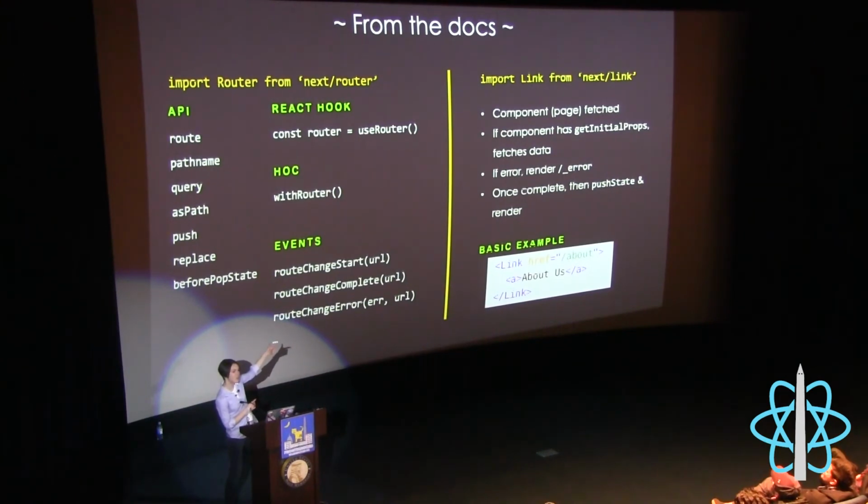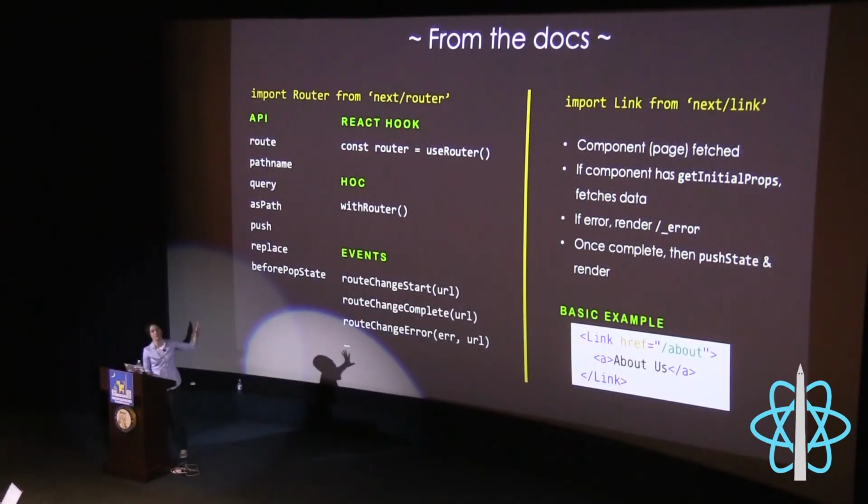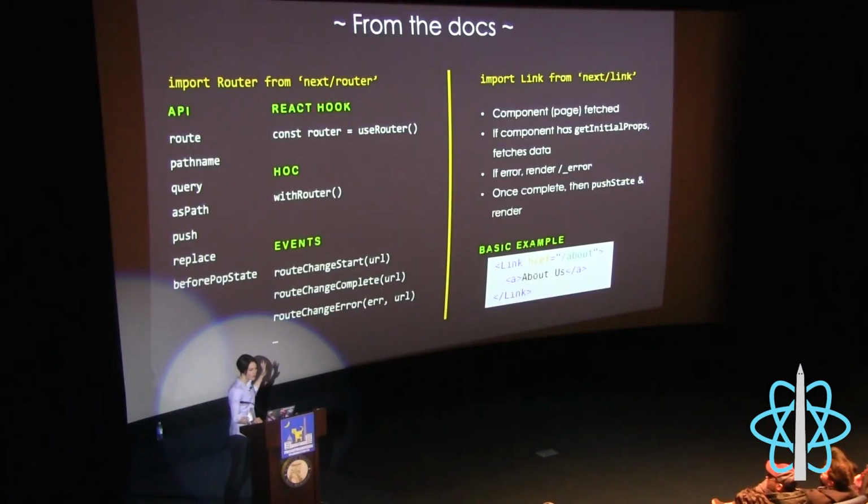For example, the error page is prepackaged. You don't have to think about it, although you can customize it if you like. The router component is great. The API is very simple and straightforward. You can access it through either a hook or a higher order component. And you can also use it to hook into events, which is super useful if you want to do nice little loading animations or page transitions or things like that. So you do need these two tools, but they're pretty simple and pretty powerful.